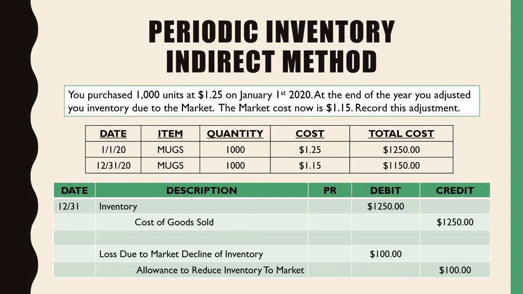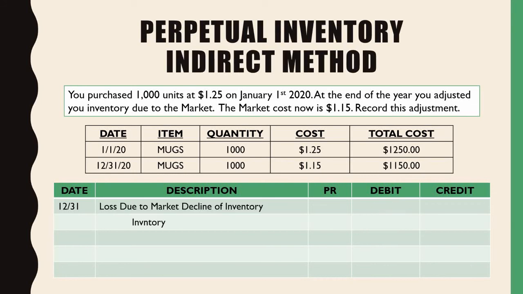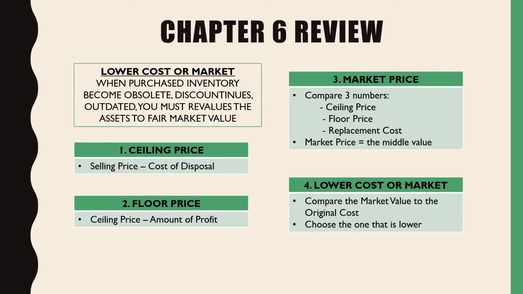So this right here, the loss is another expense account, and the allowance for reducing inventory is a contra account. That's what's going to reduce your inventory, okay? And you're going to reduce it for the different amount. So once again, this is a little complicated idea, all right? And then I've also posted perpetual, which we haven't learned yet. But once again, I don't expect you to know this because it's too complicated.